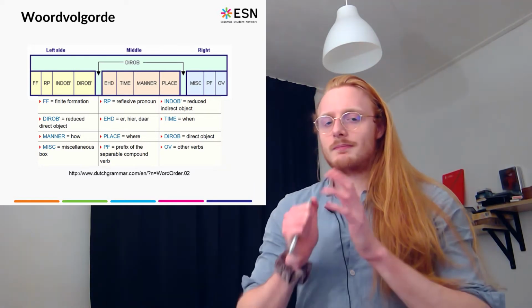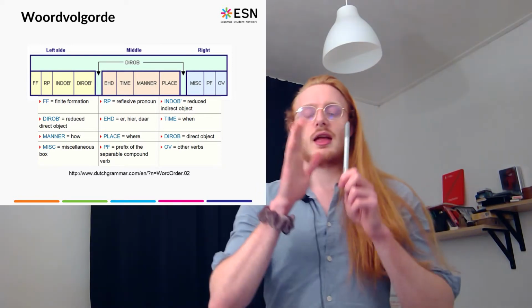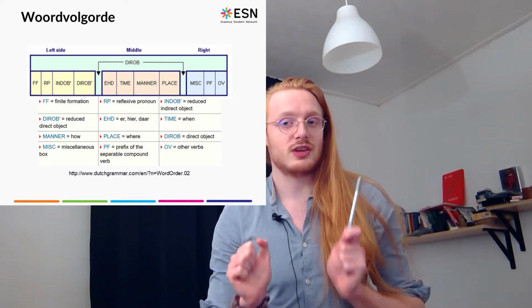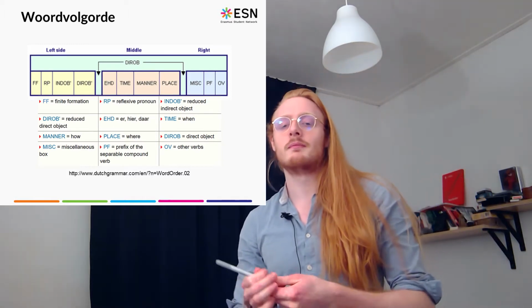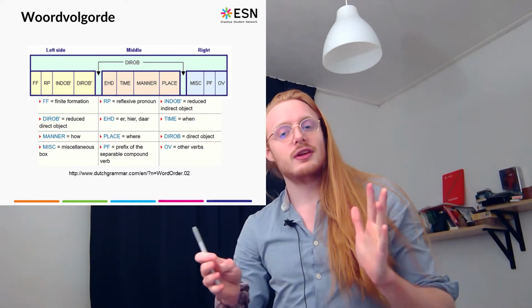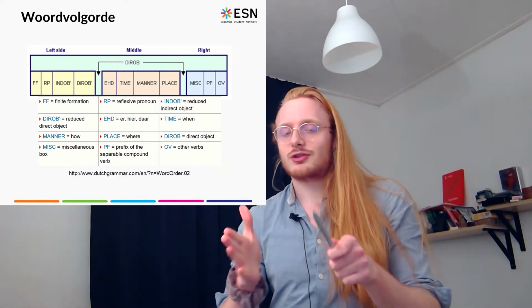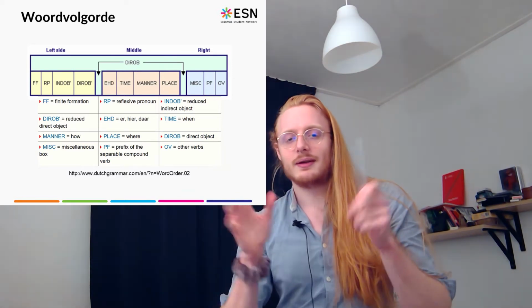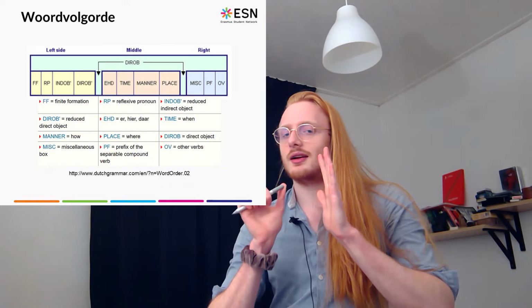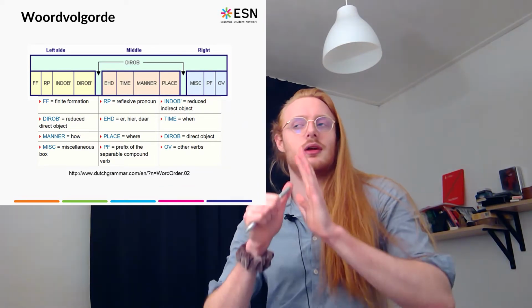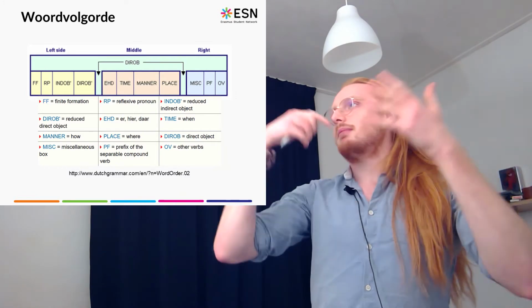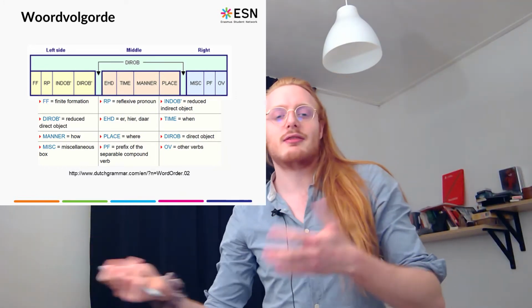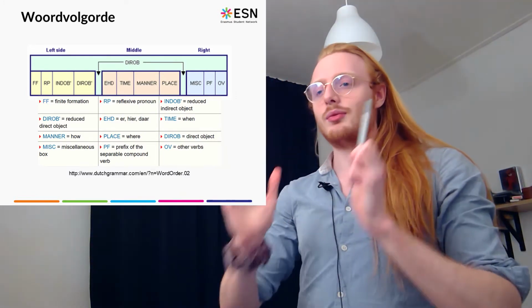So first, word order. For a more in-depth explanation of this, I would highly recommend you follow this link here on dutchgrammar.com, and they explain the word order in a lot of detail. Now, this graph might look a bit scary, but I will simplify it a bit. Well, I won't actually do that, but I will treat a simplified version of this graph, and then we will get through it.